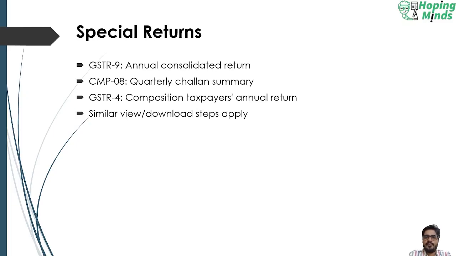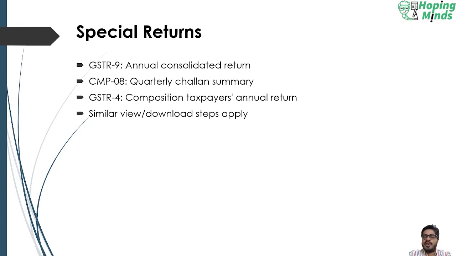Special returns. Other returns like GSTR 9, that is the annual return, then CMP 08 is the quarterly return for composition dealers, then GSTR 4 is the annual return for composition dealers. These returns can also be downloaded in the same manner.